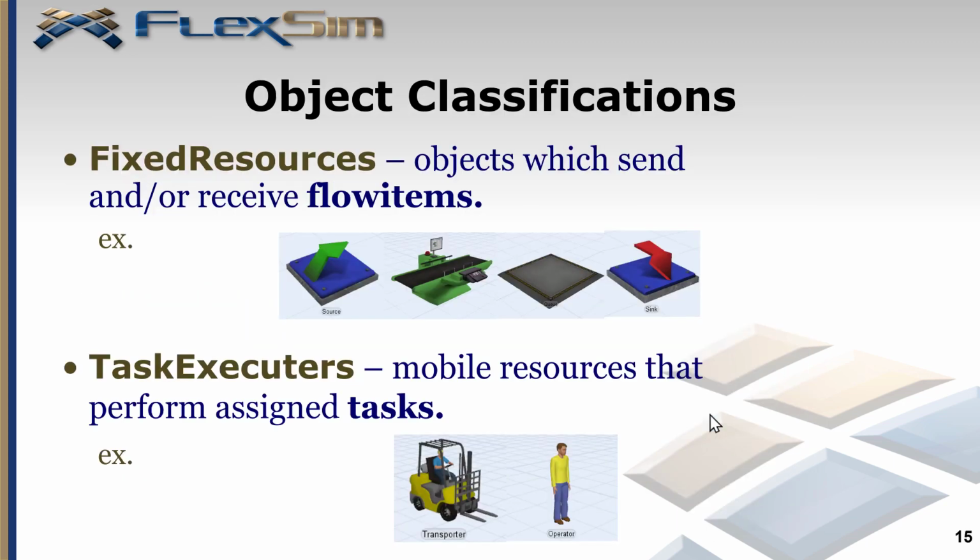Objects are broken into different classifications. The two main players are fixed resources and task executors. Fixed resources are objects which send and/or receive the flow items. And task executors are mobile resources that perform assigned tasks. We just saw in the sample model I built, an assigned task was to come pick up the flow item and carry it to the sink, or whatever the next object is.